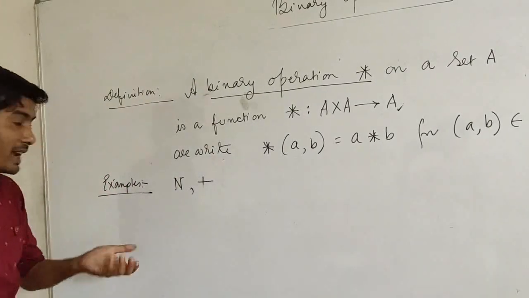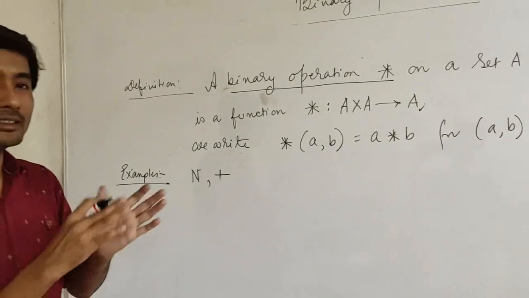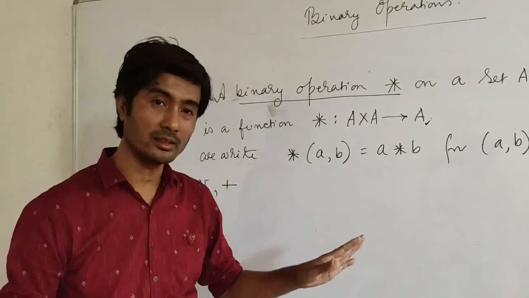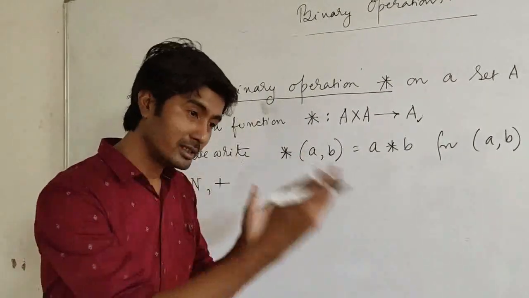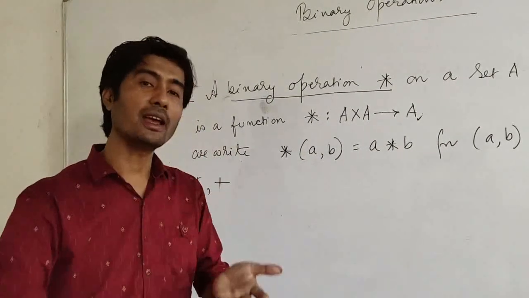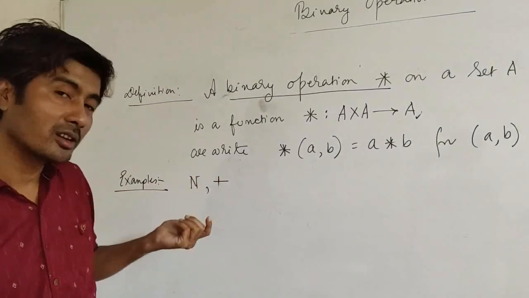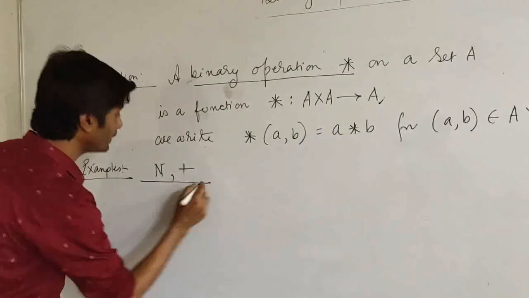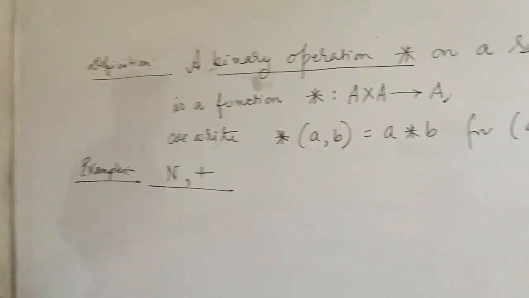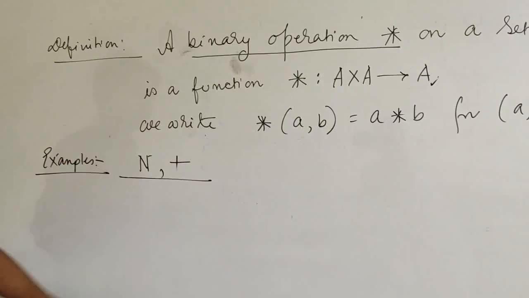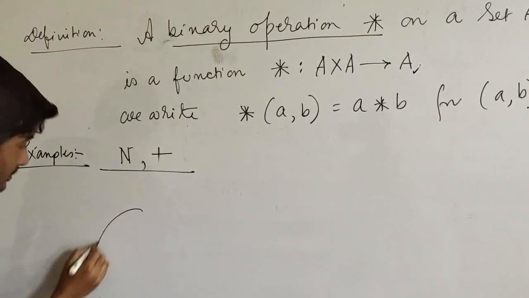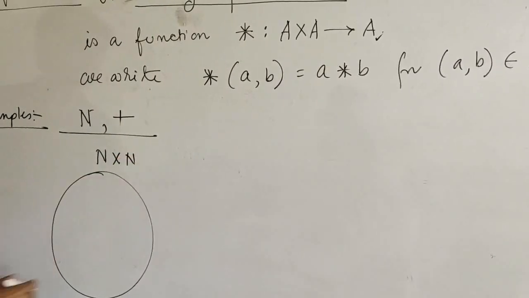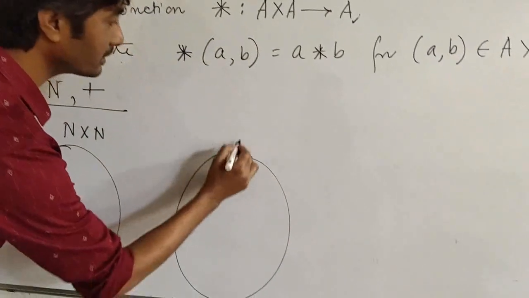Now, this particular closure property has a relation with these binary operations. You see, N is closed with respect to addition. Now I will say that the addition operation is a function from N cross N to N. Let us verify that result here. We have taken N, the set of natural numbers, and the operation plus. Now this is N cross N, and this set is N.